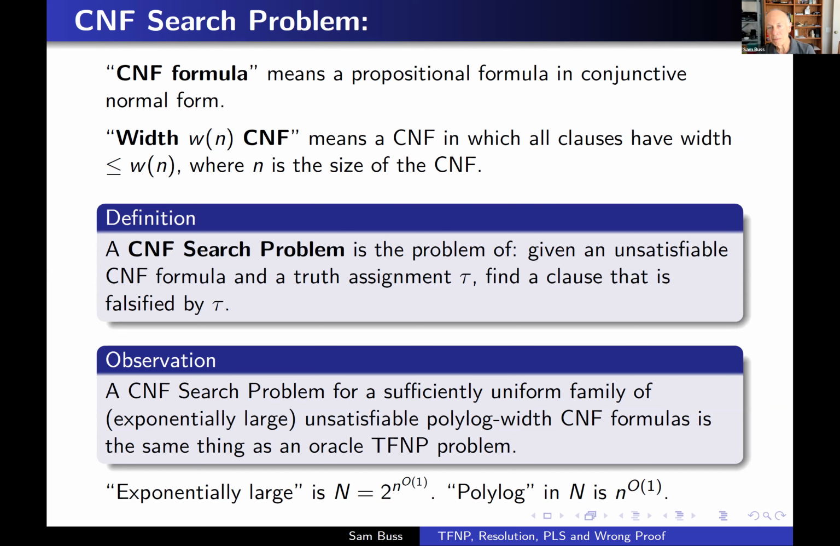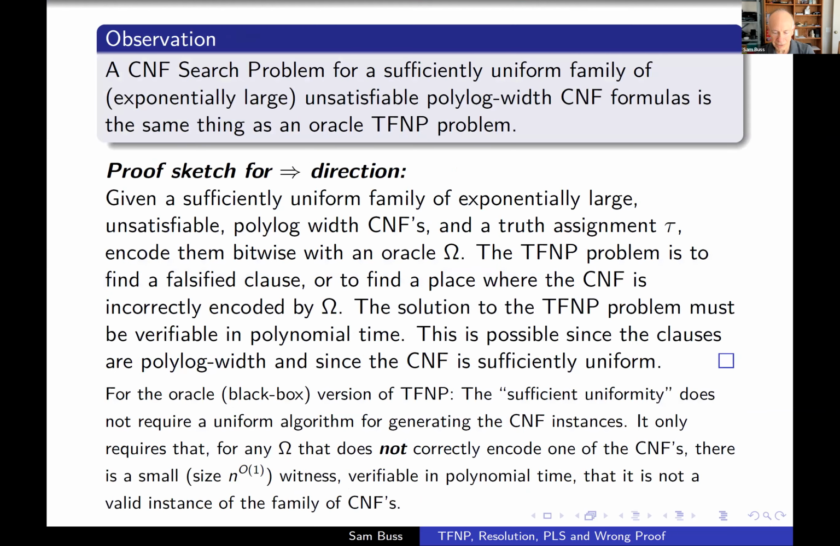The CNF search problem is the problem of, given an unsatisfiable CNF formula and a truth assignment tau, find a clause that's falsified by tau. Just because the CNF is unsatisfiable, there must be some clause that's not satisfied by tau, and we choose it. And the observation here is that a CNF search problem, for at least a sufficiently uniform family of unsatisfiable, exponentially large, polylog-width CNF formulas, is the same thing as an oracle TFNP problem, right? So this is an elementary comment, but the proof is here, actually on 2 slides, in fact.